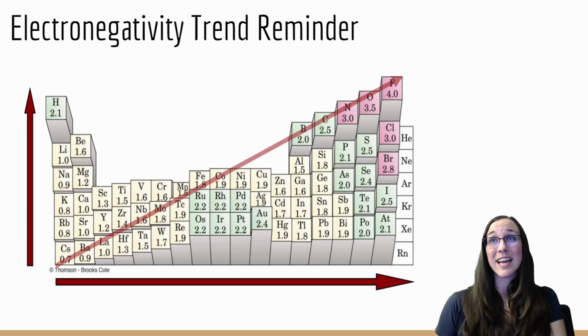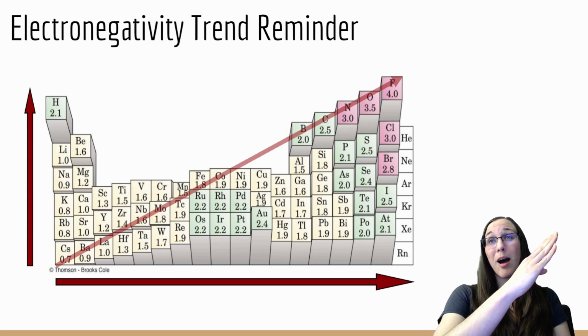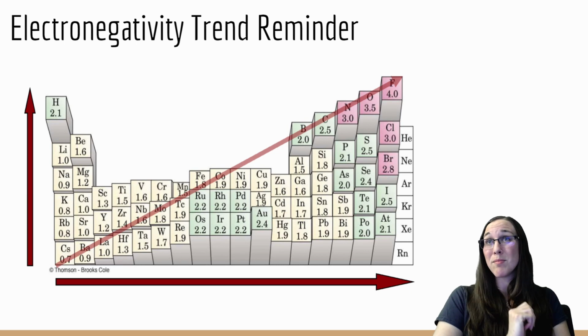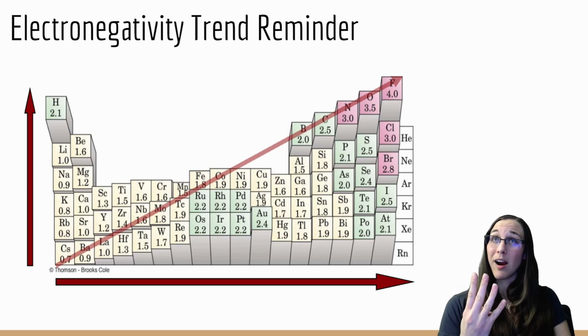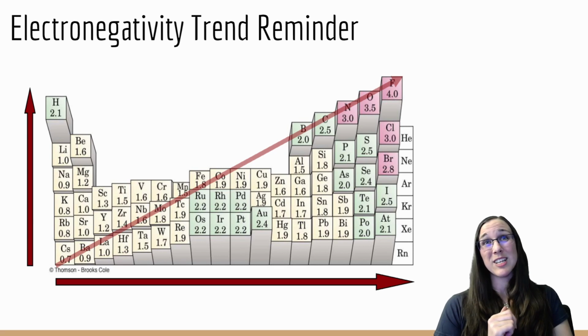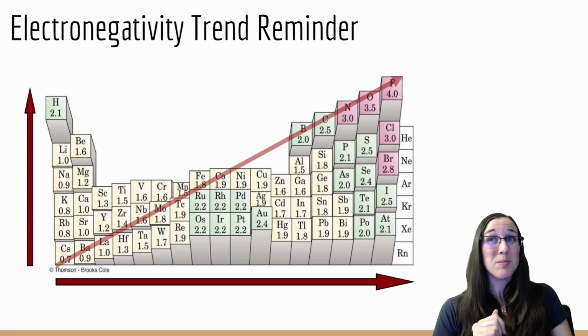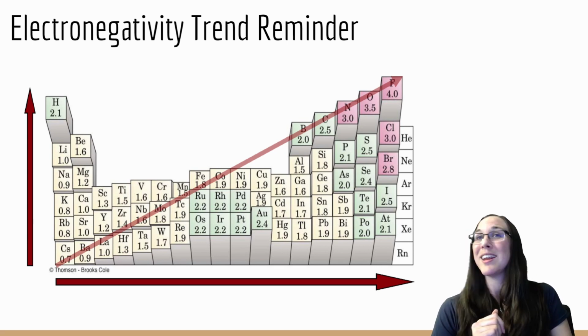Electronegativity increases as you go across the periodic table up to fluorine. Fluorine is the most electronegative atom on the periodic table with a value of 4. You'll always be given these values. I doubt anyone will require you to memorize them. You just need to know how to subtract the two.